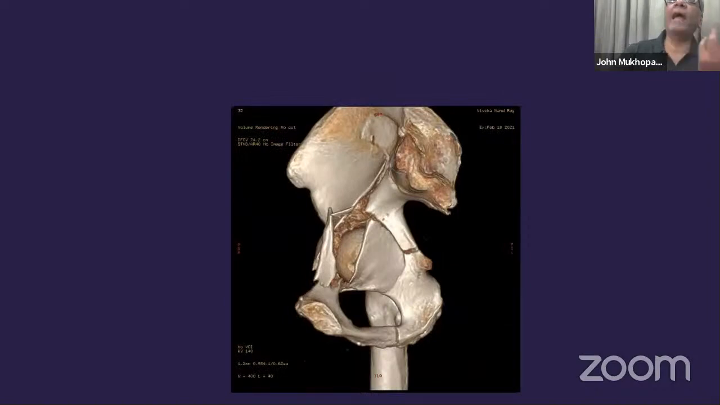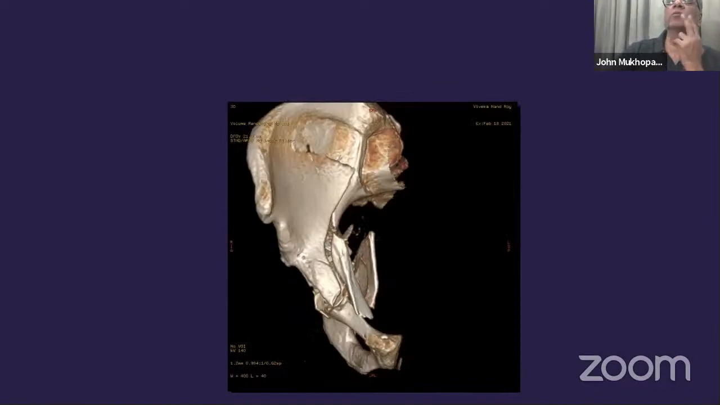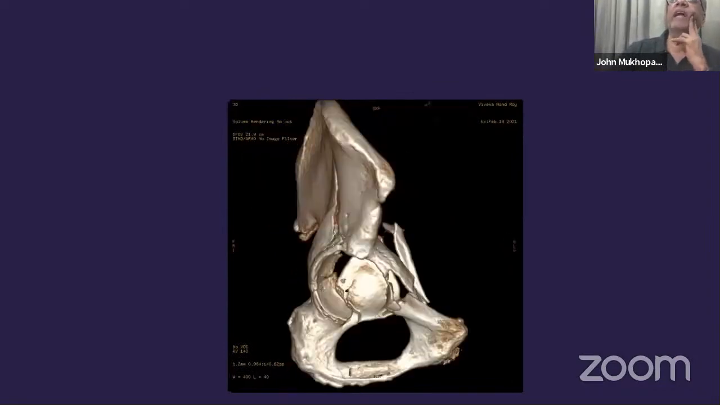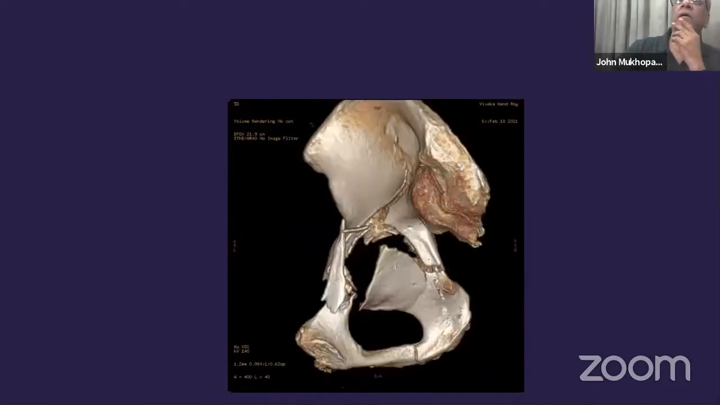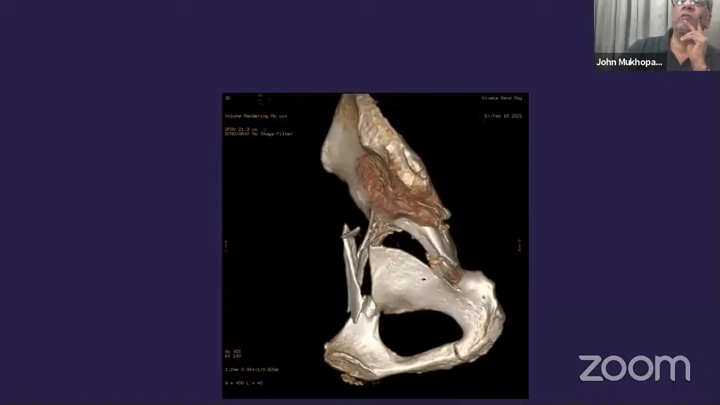And you can also subtract the femoral head so that you're looking directly into the acetabulum. So these are images with the femoral head subtracted. So you can see directly the fracture lines going inside the acetabulum very clearly without the femoral head getting in your way. So if you get all these images together, it will give you a very good picture of what you're dealing with.